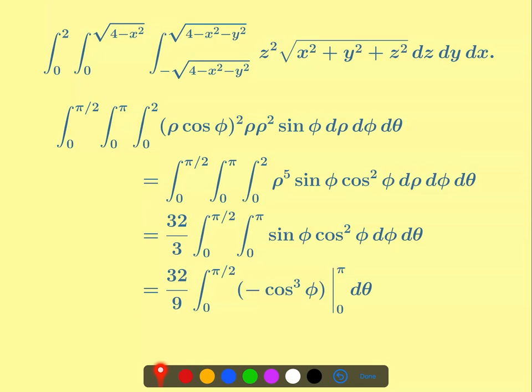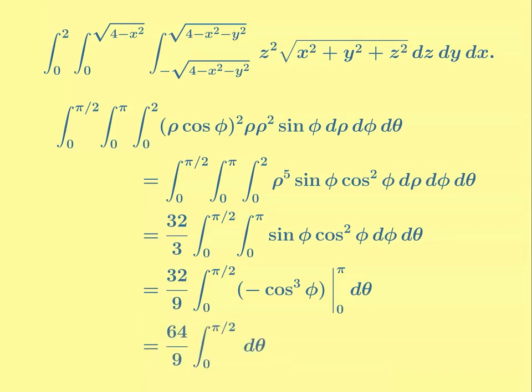So I'll have 64 over 9 times just the integral now from 0 to pi halves of d theta. So that's just going to be theta evaluated from 0 to pi halves. That's just going to give me pi halves minus 0, pi halves.